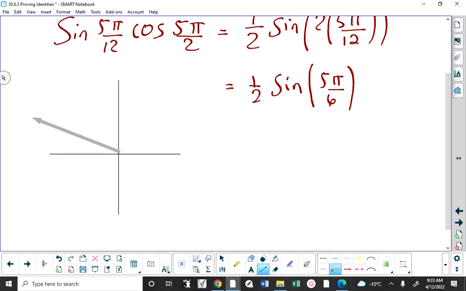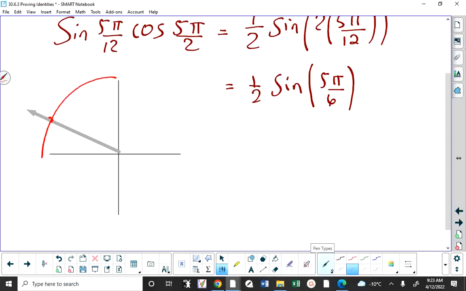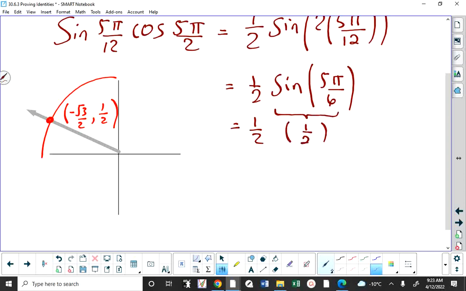5 pi over 6 is in quadrant 2 with a reference angle of 30 degrees, or pi over 6 radians. When you start looking at the unit circle, the coordinates of this point are negative root 3 over 2, comma 1/2. Sine is the y coordinate, which is 1/2. So the sine of 5 pi over 6 is 1/2, and the answer is 1/4.